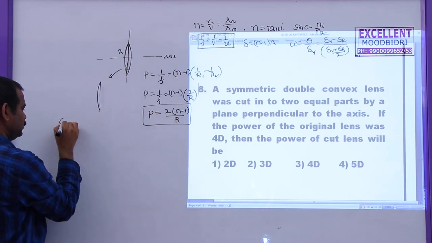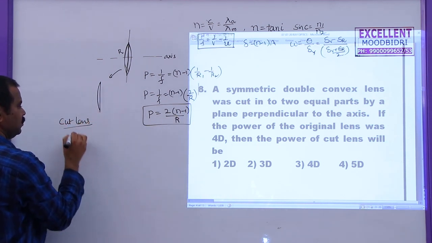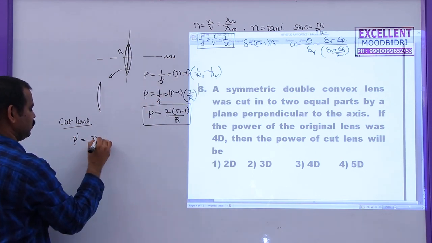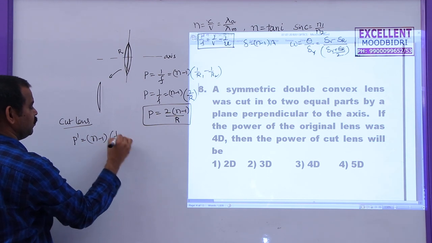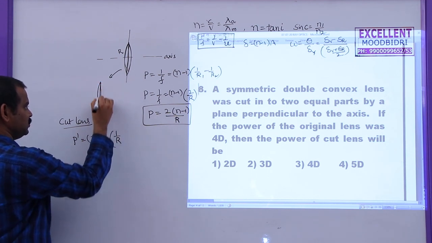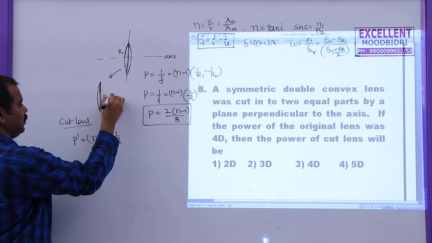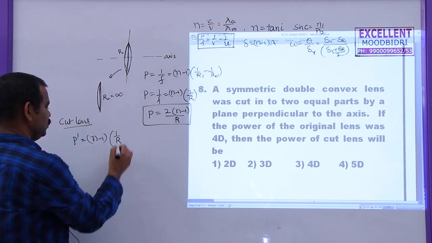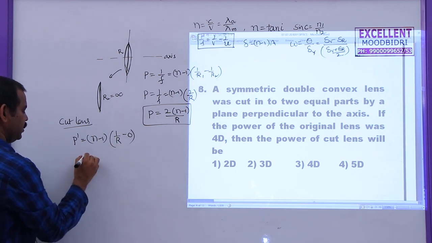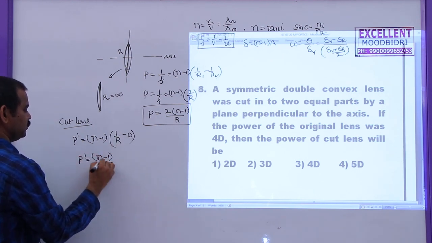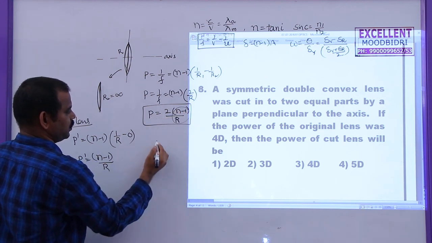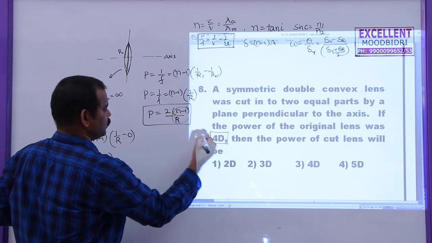Now for the cut lens, how will this formula change? P dash is equal to (n minus 1) into 1 by R. The other surface, this plane surface, R2 will become infinite. So 1 by infinite will become 0, minus 0. So P dash will be (n minus 1) by R. We know that (n minus 1) by R is equal to half the power. The power of the original lens is given as 4D.